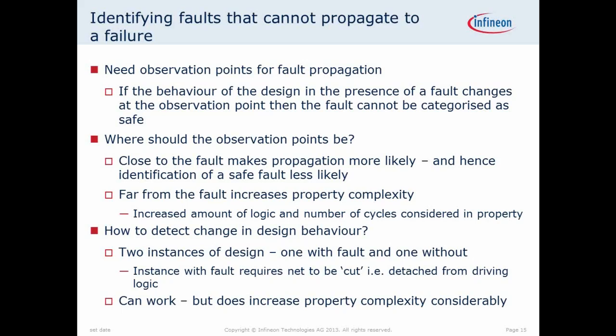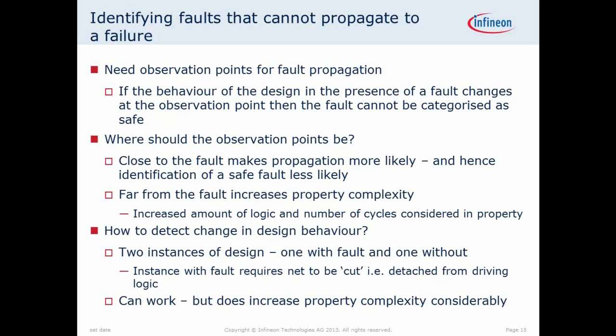First question is, where should your observation points be? You can put them nice and close to your fault, and your properties will run quickly. But propagation is much more likely, so you're less likely to identify any safe faults. Or you can put them a long way from your fault, nearer to your safety mechanisms, but then you're increasing your property complexity considerably, so you have much more logic to consider and over many more cycles. So there's somehow a trade-off here about where you should put your observation points.